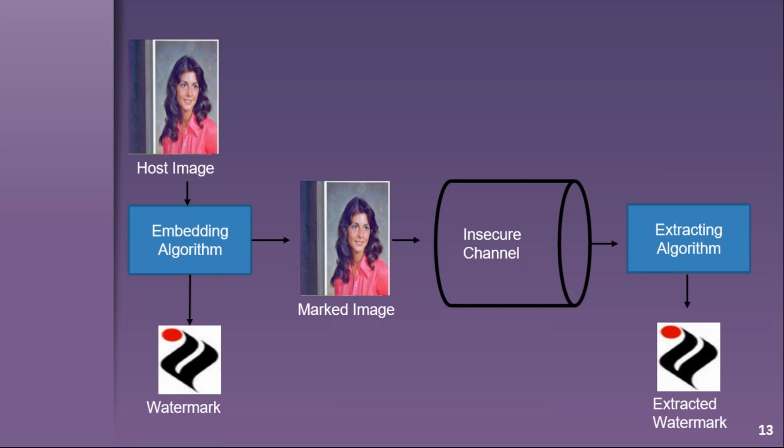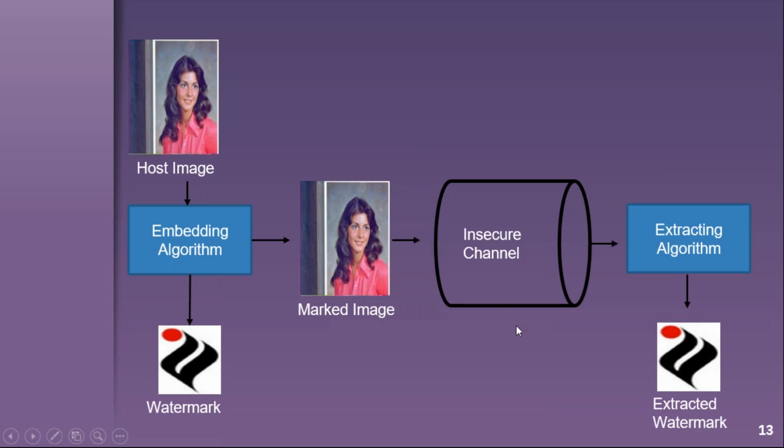If later we need to verify whether the image has been tampered with or whether the image has been owned by someone else, we perform an extraction algorithm. We extract the watermark. If we are able to extract the watermark as it was in the original form, we can say that the image is still our own image. We have the copyright on the image, or the image has not been modified.